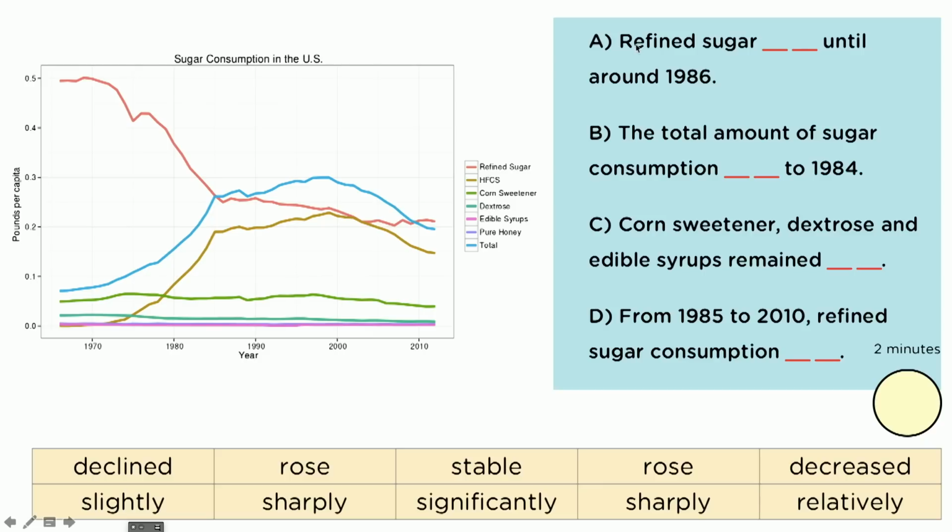Let's just go through it briefly. So the first one is to do with refined sugar. That's this red line here. The next one is the total amount of sugar. That's the blue line here. C, corn sweetener, dextrose, and edible syrups. That refers to these lines here. What are they doing? And the final one, D, refined sugar consumption from 1985. Where are we? Here. From 1985 down to 2010. What happened to that? So please fill in 2 words each using words from here.